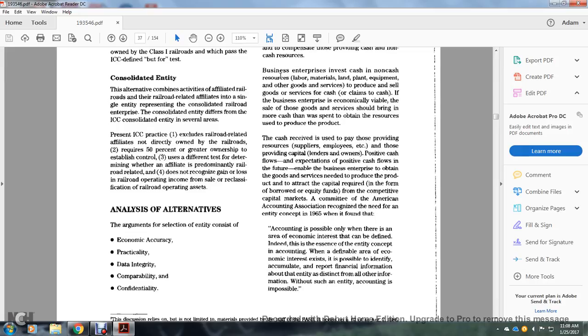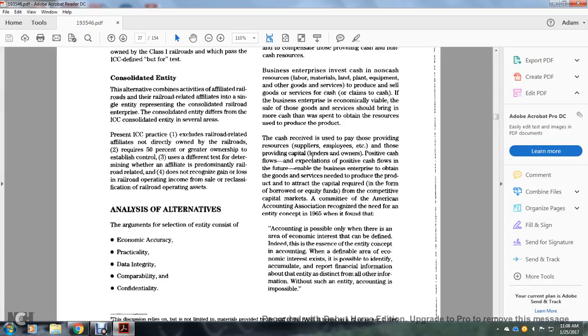A business enterprise invests cash and non-cash resources, labor, materials, land, plant, equipment, and other goods and services produced. It sells goods and services for cash and claims to cash. The business enterprise is economically viable if the sale of goods and services brings in more than the cash that was spent in obtaining the resources for producing the product. Cash received is used to pay the suppliers, employees, and others who provided the resources, and the capital of lenders and owners.